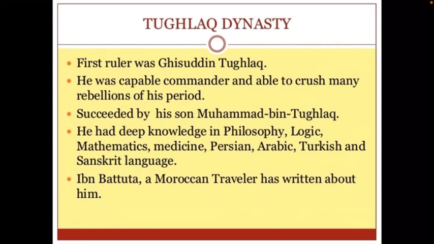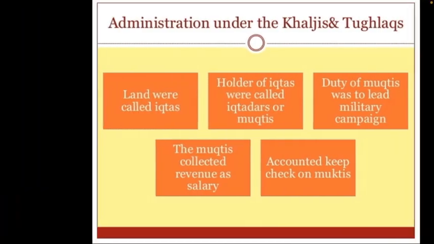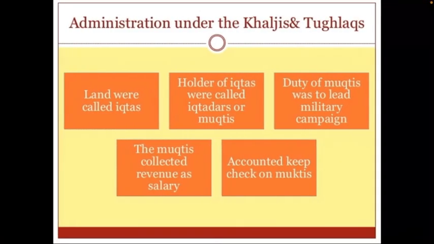Then accountants kept a check on Muktis. They were accountants who were appointed to keep a check whether the Muktis were working properly or not. There are certain points that can be compared between Alauddin Khalji and Muhammad Tughlaq.